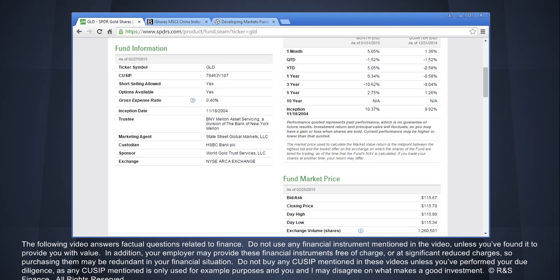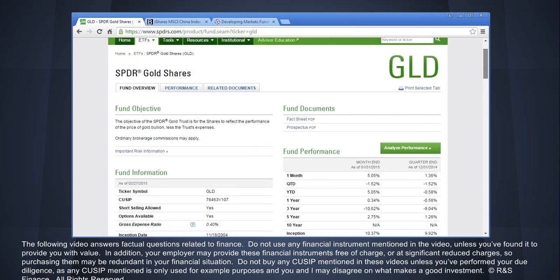And notice how they even were nice. They put a 0 before the decimal place, 0.4. Right? So on $10,000, 4% is $400. On $10,000, 0.4% is $40. There's a huge difference, $360. Okay, so that's an example of how to find a gross expense ratio on SPDR.